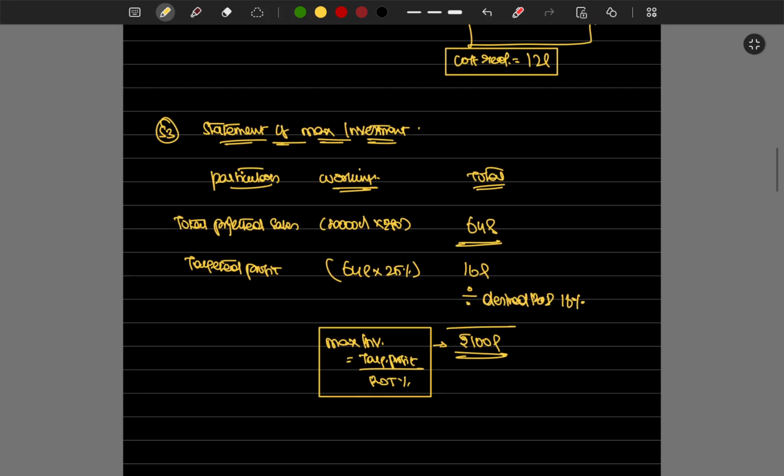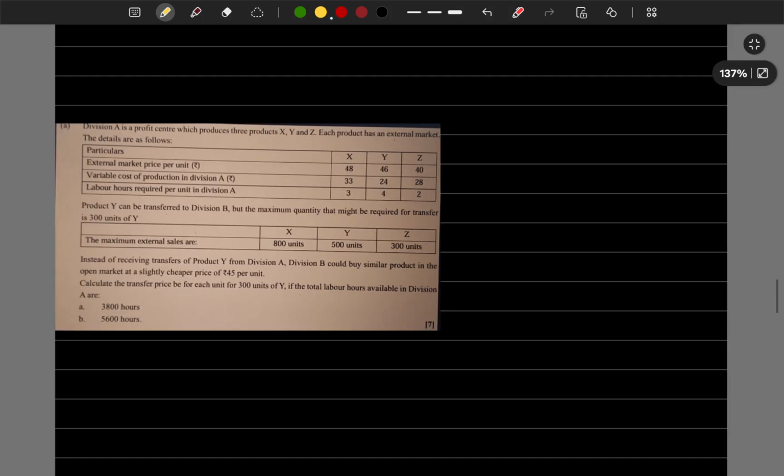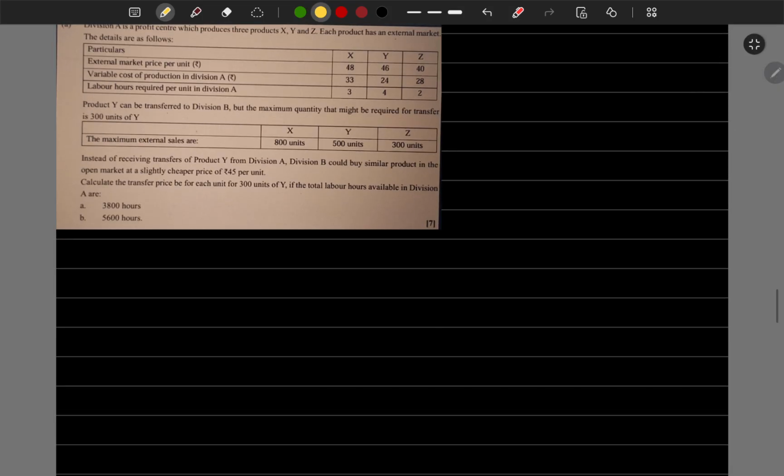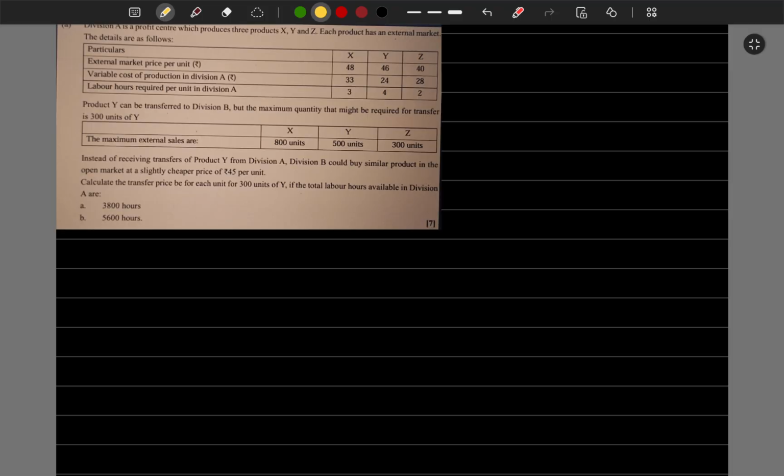And then we have done the statement of max investment, which involves the projected sales. Projected sales is nothing but 80,000 into 80, which is 64 lakhs, and targeted profit is 64 lakh into 25 percentage, which is 16 lakh, divided by the 16 percentage, which is 100 lakh. Okay, that's it. The next problem we'll go to is transfer price. Transfer price also involves three steps.